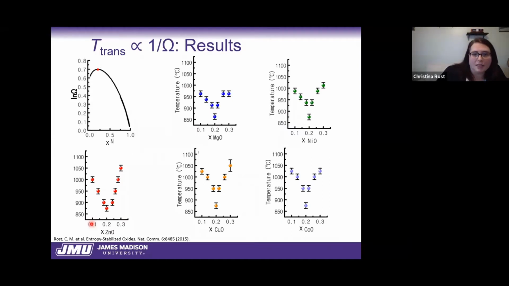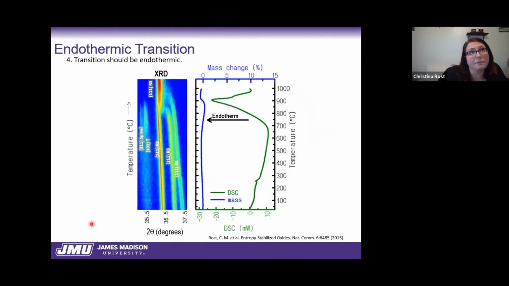The last experiment that we did was the transition should be endothermic, and an endothermic reaction corresponds to a positive enthalpy. So if the transition is in fact endothermic, then it would have to be entropy stabilized. So here I've got two things going on because we did two simultaneous experiments.